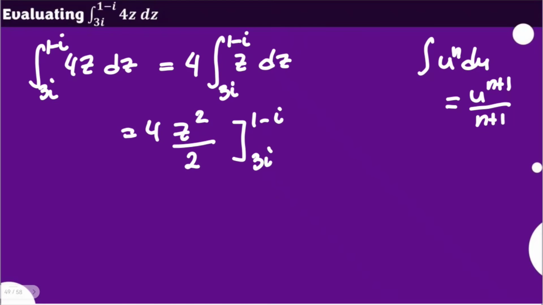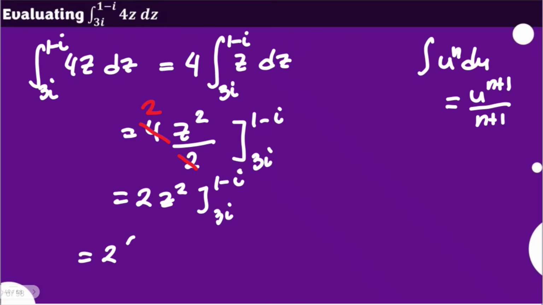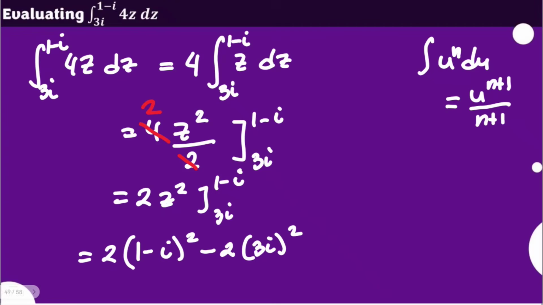Now, of course, you can simplify that to 2. You will have here 2z squared from 3i to 1 minus i. Now, substituting the upper and lower boundaries, you have 2 times (1 minus i) squared, then minus 2 times (3i) squared. Now, take note, we have here the square of expressions with i's. Let's start with the binomial expression.